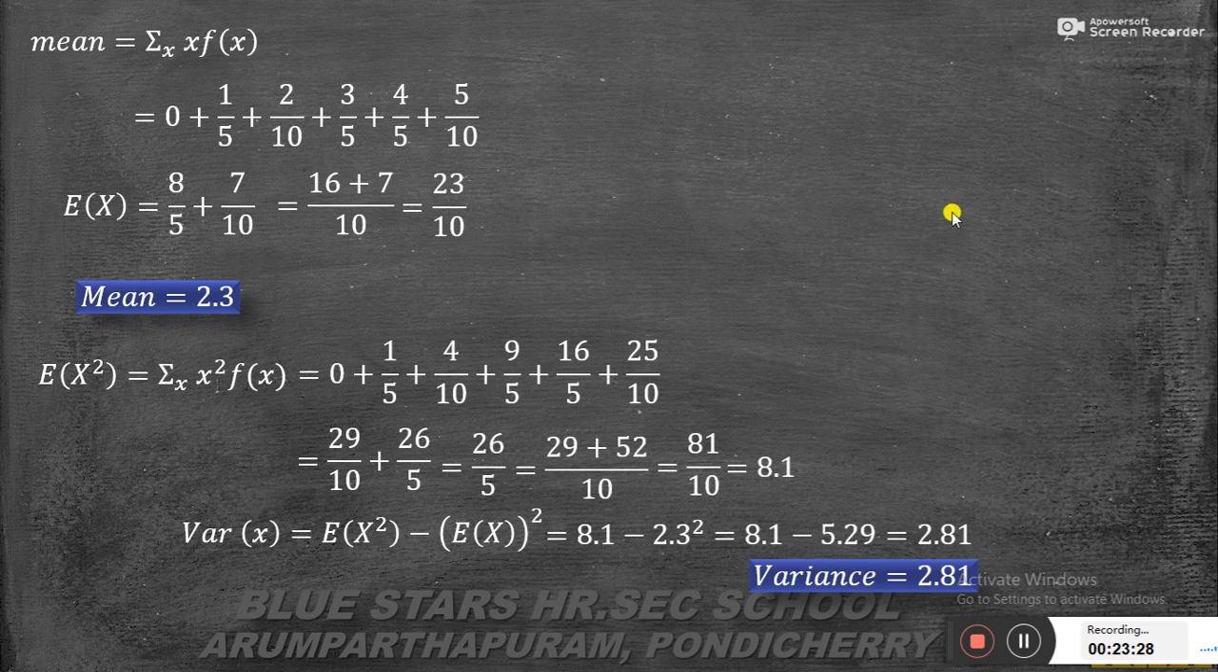So therefore now I calculate the variance of x. Variance of x means the formula is expectation of x square minus expectation of x whole square. Expectation of x square is 8.1 minus expectation of x, which is 2.3, whole square. 8.1 minus 2.3 whole square, which is 5.29, so the answer is 2.81. Therefore variance equal to 2.81.